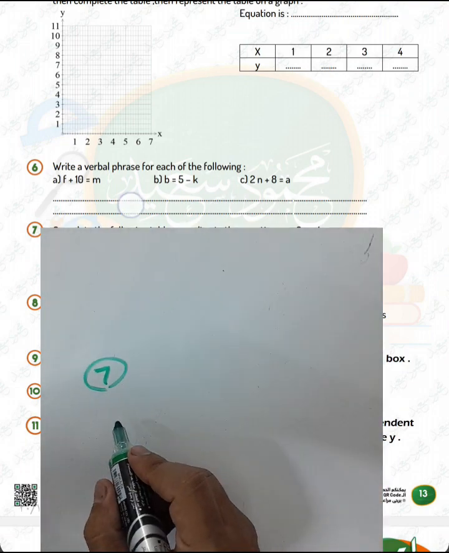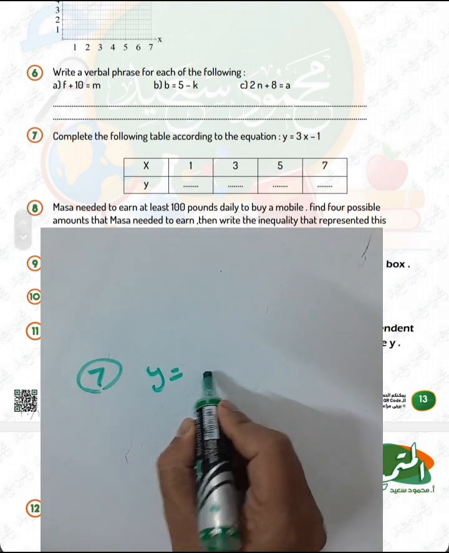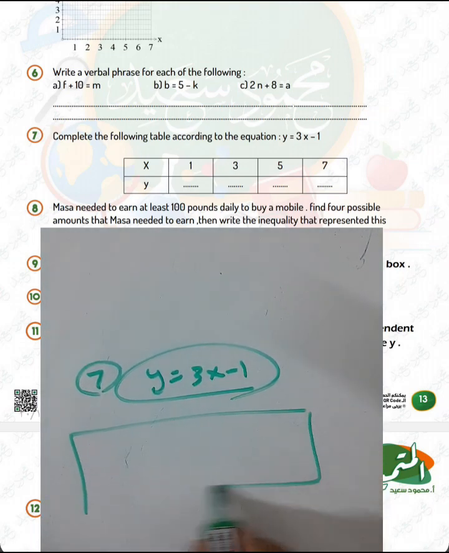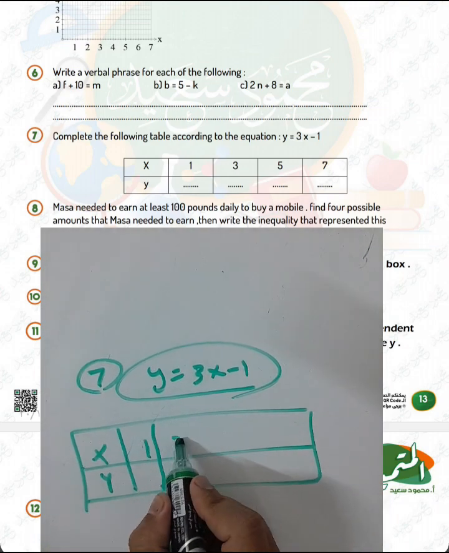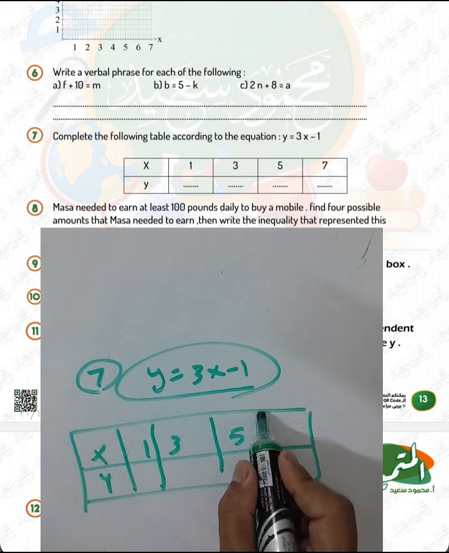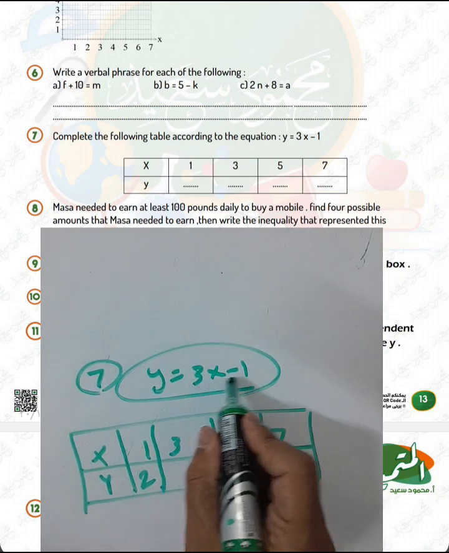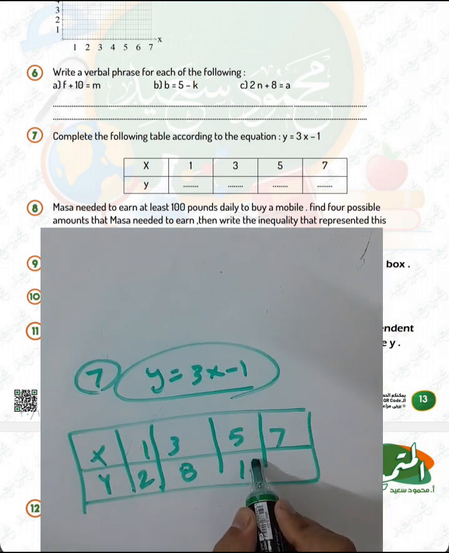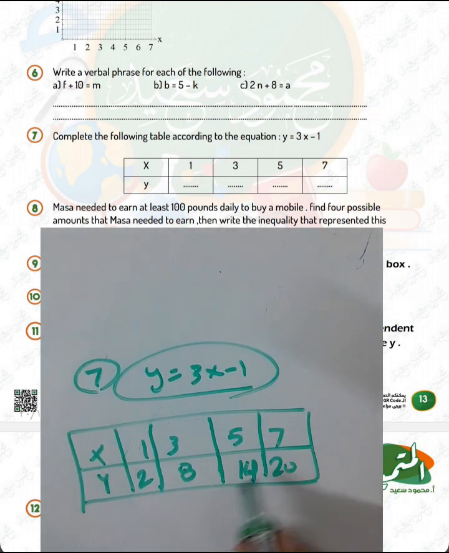Question 7. Complete the table. We have the equation y equals 3x minus 1. We have the table with x and y, and it gives us 1, 3, 5, and 7. 1 times 3 is 3, plus negative 1 equals 2. 3 times 3 is 9, minus 1 equals 8. 3 times 5 is 15, minus 1 equals 14. 3 times 7 is 21, minus 1 will be 20.